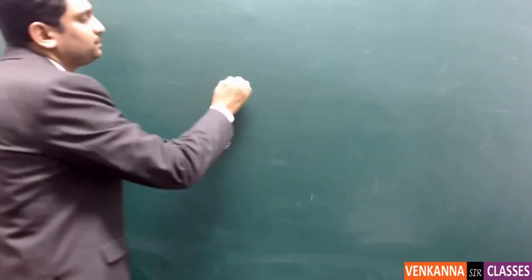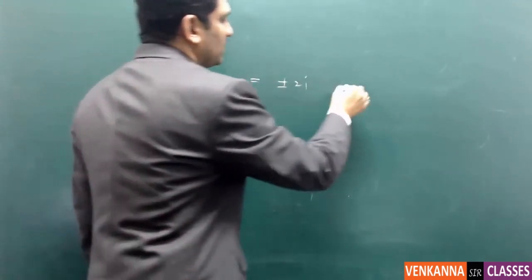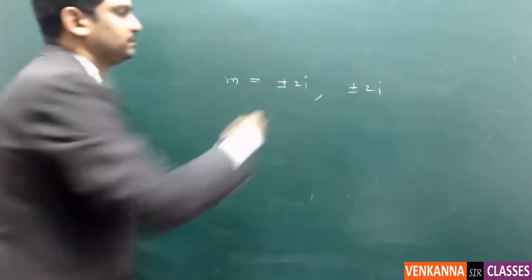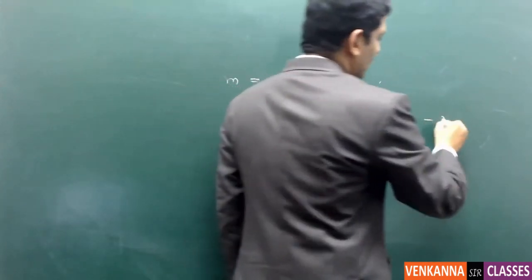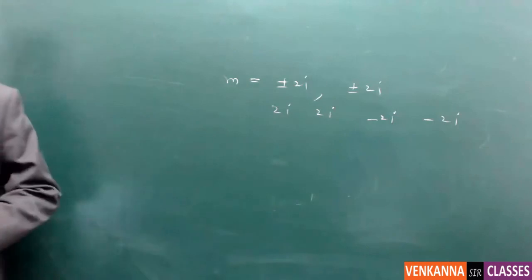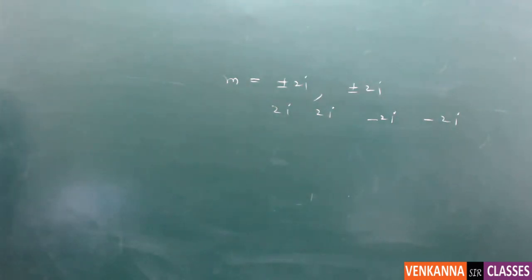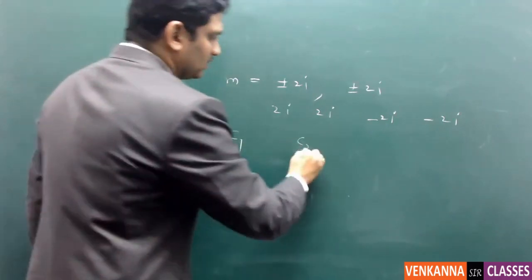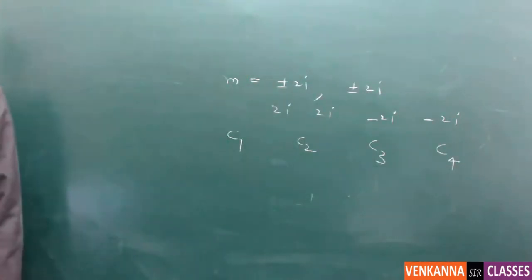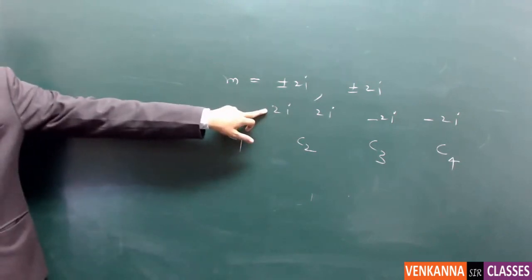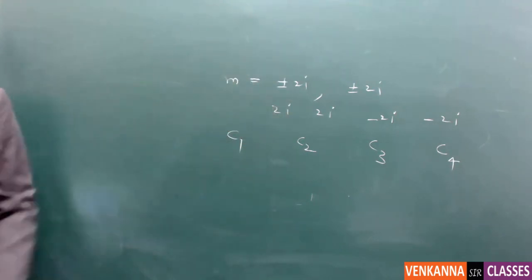Let me say m is equal to plus or minus 2i, comma, plus or minus 2i. So what are the repeated roots? 2i, 2i, minus 2i, minus 2i. Accepted? Right. Since it has 4 roots, I have to take 4 constants. C1, C2, C3, C4. I have mentioned that plus 2i is taken for cos, minus 2i is taken for sin.